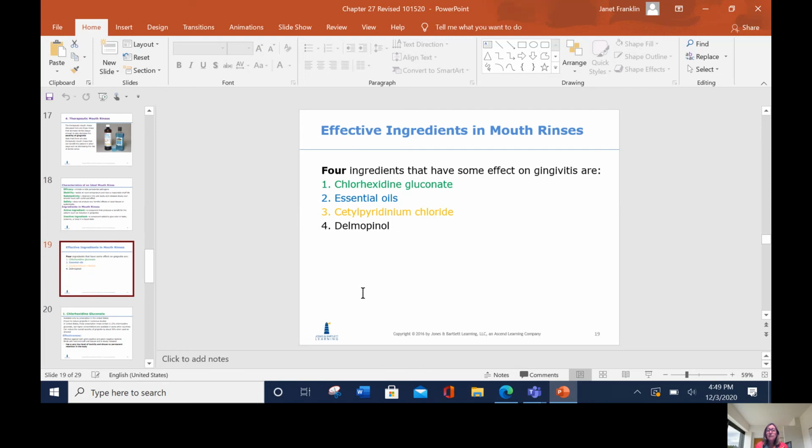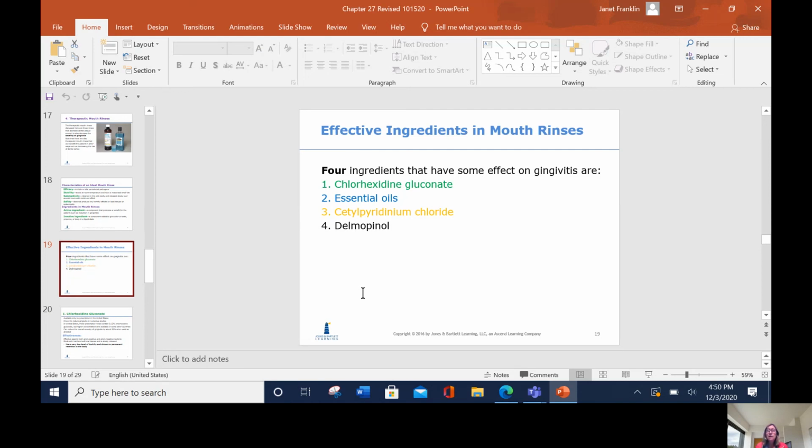So most commonly chlorhexidine. Chlorhexidine is a prescription, and we like to keep chlorhexidine for bigger issues. Chlorhexidine causes a lot of staining of the tooth surface, and so if you put a patient on chlorhexidine every day, they're going to constantly have brown staining on their teeth.